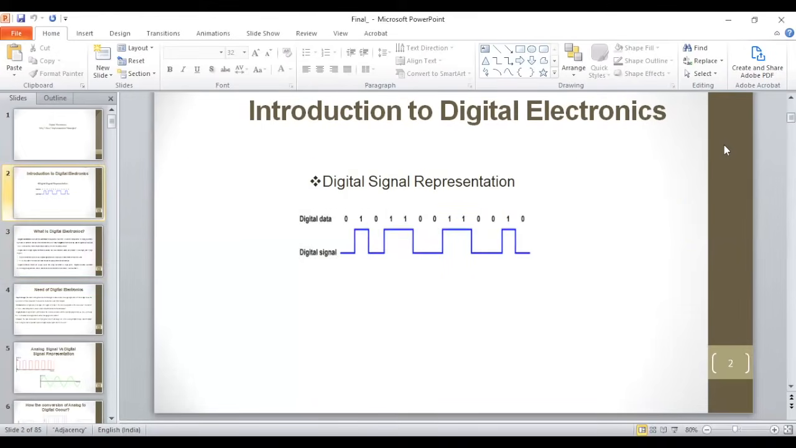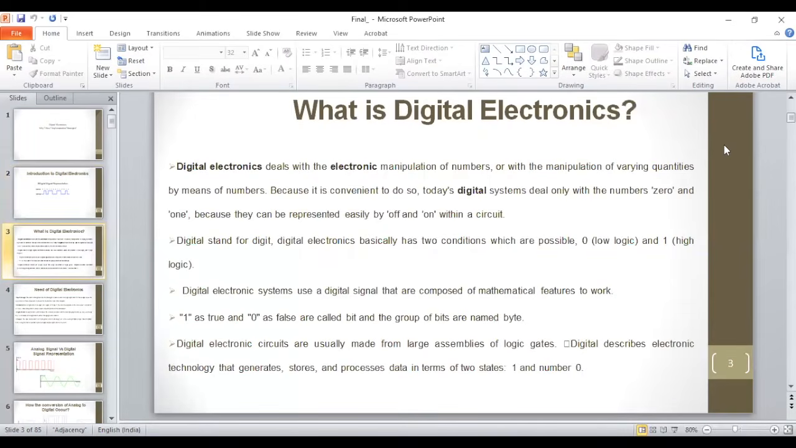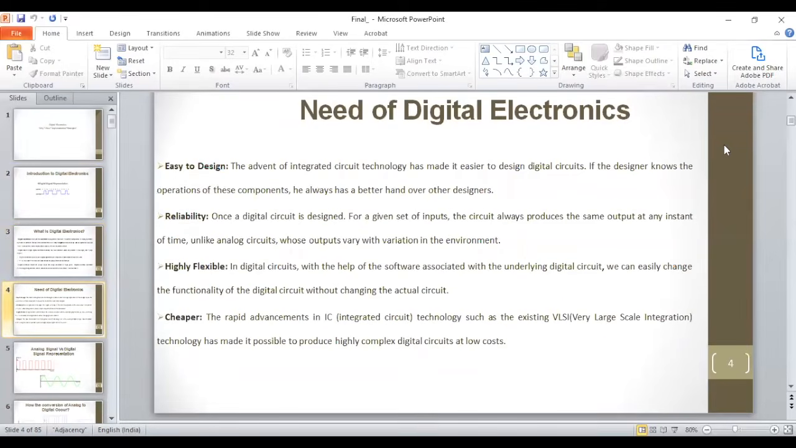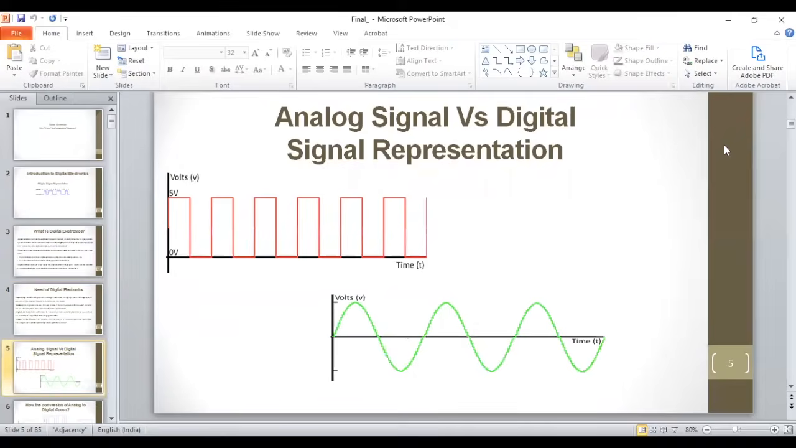If I move to digital electronics, it is the manipulation of various quantities, so we deal with 0 and 1. 0 is nothing but a low value and 1 is nothing but a high value, and vice versa. When 4 bits are combined together, it's one nibble. And when I combine 8 bits together, I comprise one byte. So it can be segregated as 0 and 1. Similarly, when I talk about the need for digital electronics, it's easy to design, reliable, flexible, and cheaper, right? So we have various advantages.